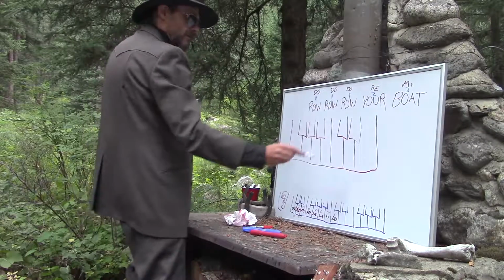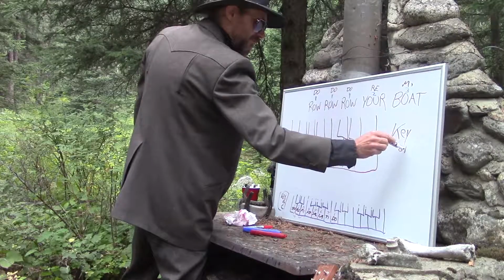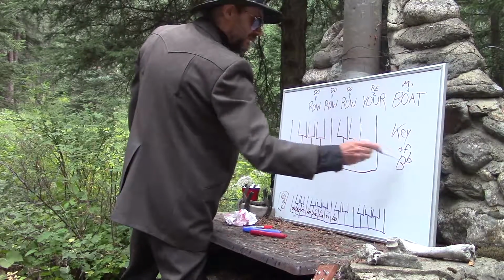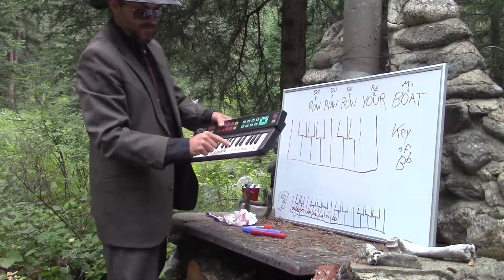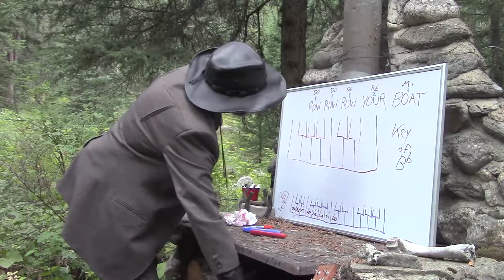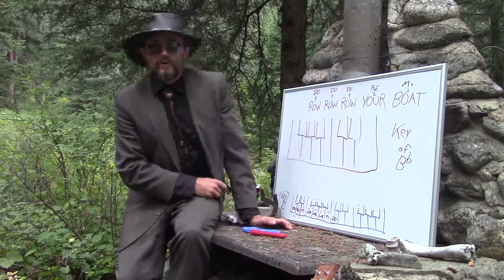Okay, and we're going to go in the key of B flat. Some people like singing in the key of B flat. Let's hear what that sounds like. Do, do, do, do, re, mi, row, row, row your boat. 1, 1, 1, 2, 3. That key works for me.